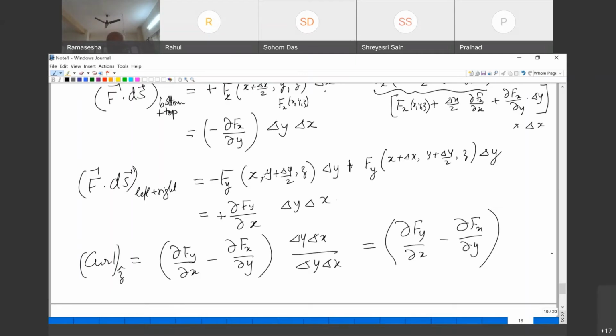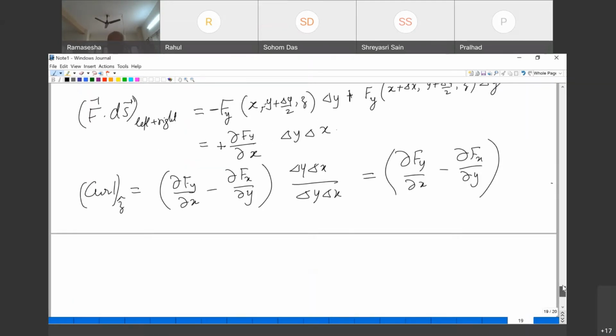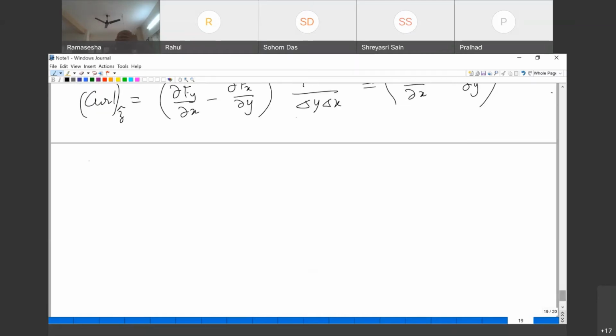Sir, I just wanted to mention that delta y delta x that you just wrote. Yeah, I've taken care of it now, right? Yeah, the curl is actually this divided by the area, right? So the area is delta y delta x, so that cancels.